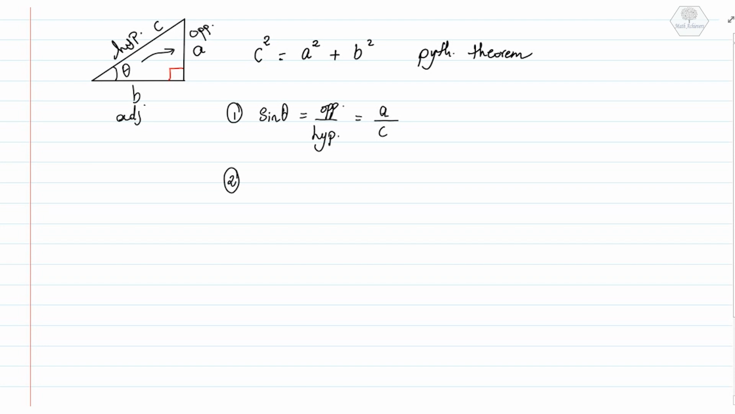The second one, I'm having cosine theta equal to the adjacent over the hypotenuse, which is equal to B over C. And my third ratio is the tan. So I'm having tan theta equal to the opposite over adjacent, which is equal to A over B. These are my three trigonometric ratios. These are so important.